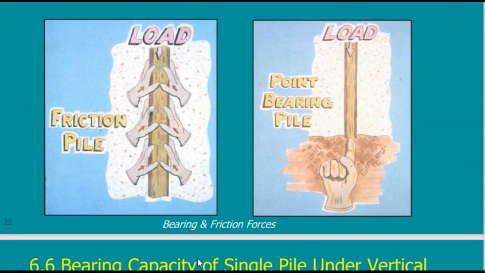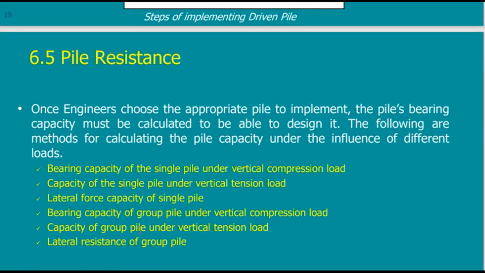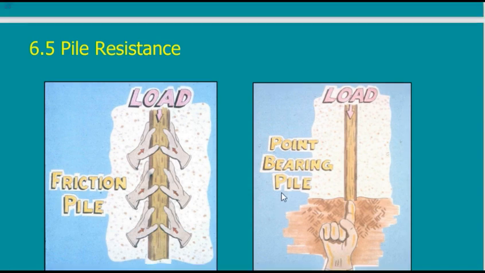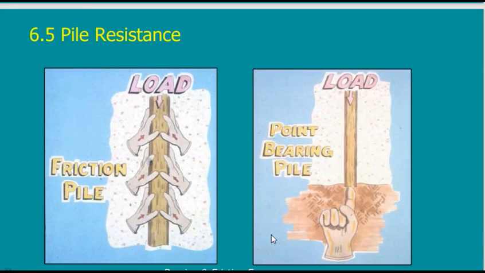The second thing we need to remember is the meaning of the end bearing and the meaning of the friction. The previous slide showed the external forces acting on the pile: vertical compression, vertical tension, and horizontal force. But here it's completely different. Regardless of what is acting on the pile itself, how much can be carried by the soil? It's the opposite. This is the reaction. The previous slide was the action on the pile. Here, it is the soil reaction to the pile. So we have two types of soil reaction: either end bearing or friction.